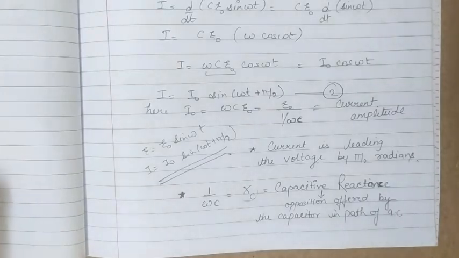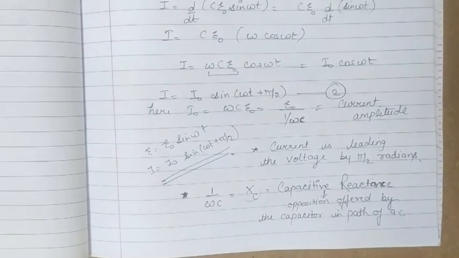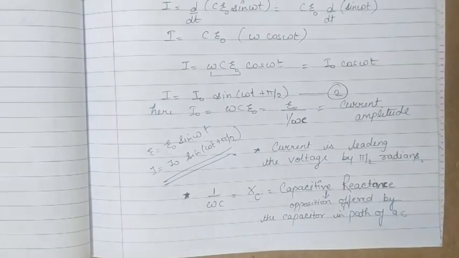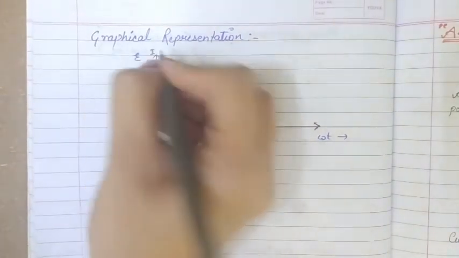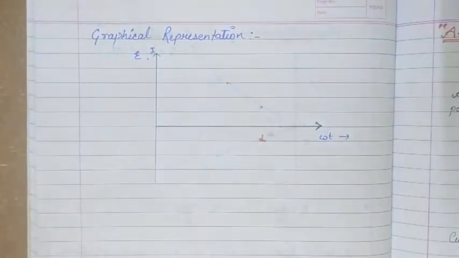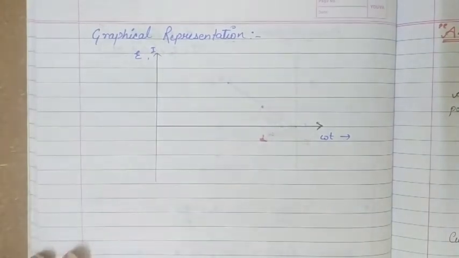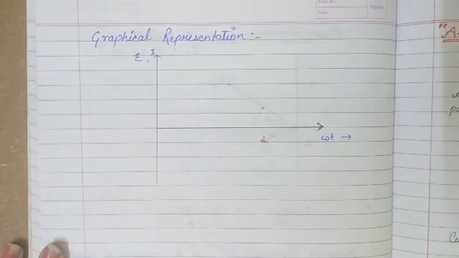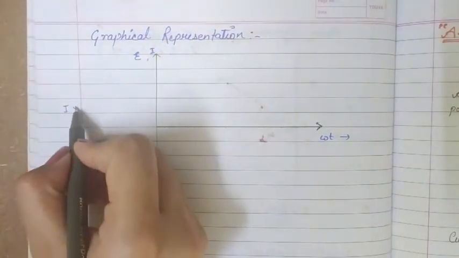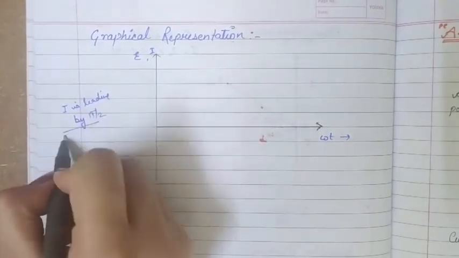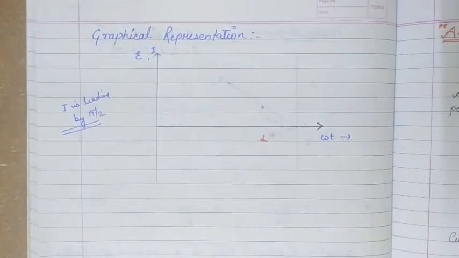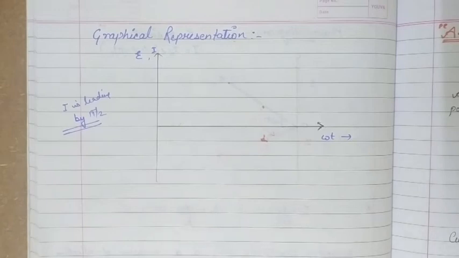Now after this phase relationship, we have to plot this relationship in a graphical form. So let's move to the graph. Here, to represent it graphically, I am taking omega t on the x-axis and EMF and current on the y-axis. We will plot two curves, one for EMF and one for current. We have to represent that current is leading by pi by 2. This we have to show because the equations are epsilon is equal to epsilon naught sin omega t and I is equal to I naught sin omega t plus pi by 2.